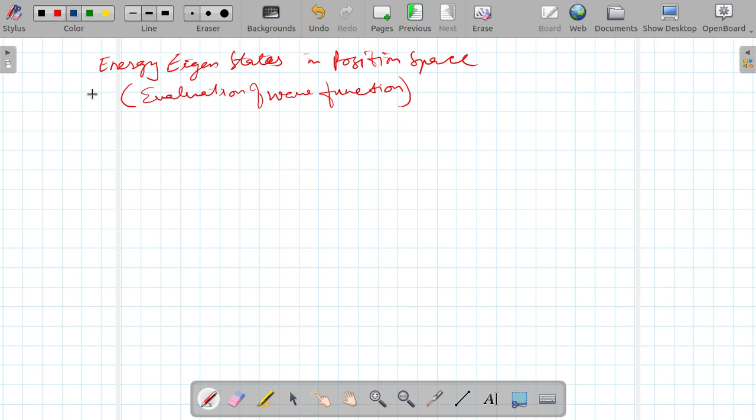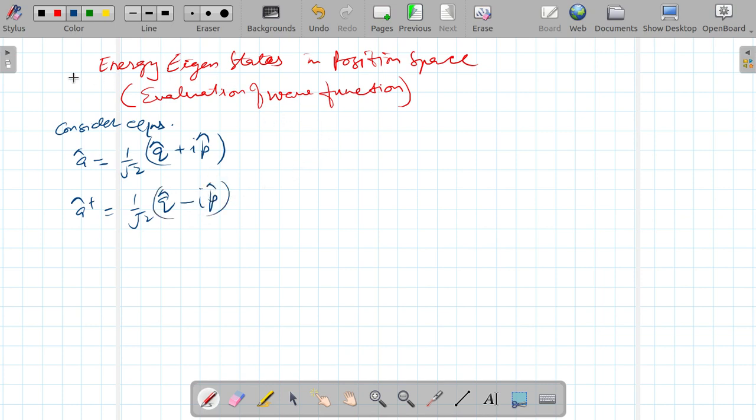So for this, let us proceed as follows. Consider the equation: the A operator is equal to 1 by root 2, Q plus iota P, and A dagger is equal to 1 by root 2, Q minus iota P. Here, as we know from earlier lectures, this P operator is equal to minus iota h cross d over dx, and this small p operator, as we have defined, is the p operator divided by the root of m h cross omega.